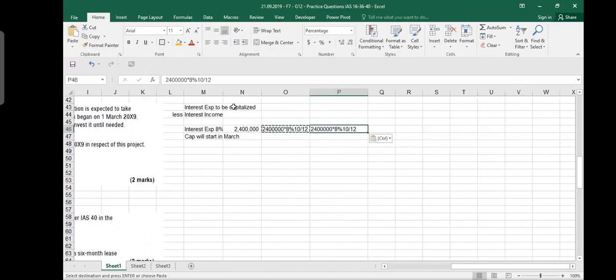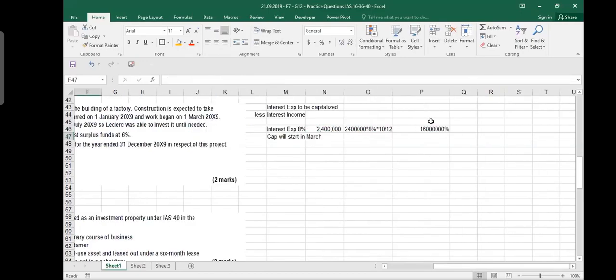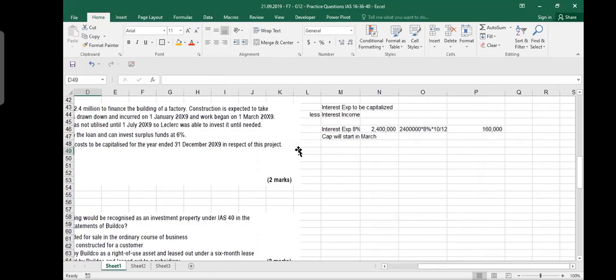Yes, sir. What is the problem here? Okay, multiplied. Okay, this number is not a percentage. So, sir, are all of these questions part of section A or section B? Yeah, I took them from section A of your book. Okay, sir. So this is the interest expense, but then you also have interest income.